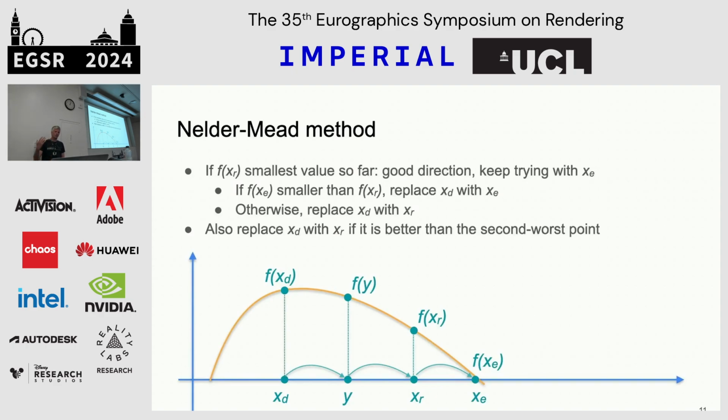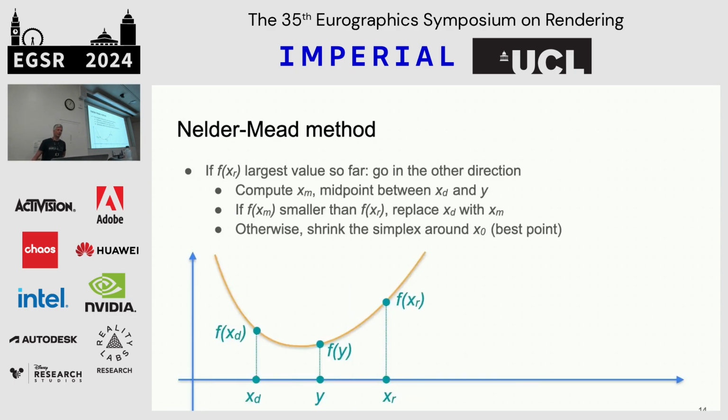Now, if f of xr is the smallest value so far, it's smaller than all the other sample points, then obviously it's a good direction to go with. So I try to go even further, and I try xe for extended, which is going even further in the same direction. And if the new value of the function is even better than anything else, that's the point I'm going to use and replace the old point xd with xe. If it's not that better, then I'm going to use xr. And similarly, if xr is better than the second worst point, I'm also going to keep xr. It's a good direction. Let's keep it. So that's the first case, and that's the second case.